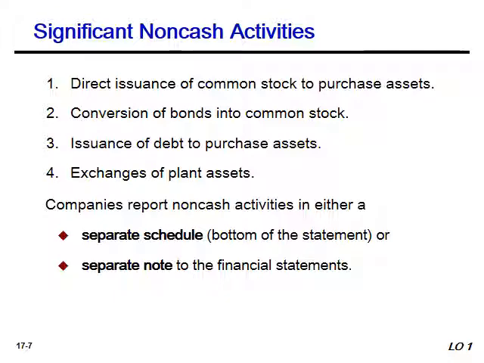So with a conversion of bonds into stock, there are two activities happening in the financing section, and they want it shown on the statement of cash flows because there's a lot of financing activity there, but there's no cash. When you issue debt to purchase assets or when you exchange one asset for another asset, there's a lot of investing activity going on, but there's no cash. So at the bottom of the statement of cash flows we have a non-cash activity section where we report these types of transactions.